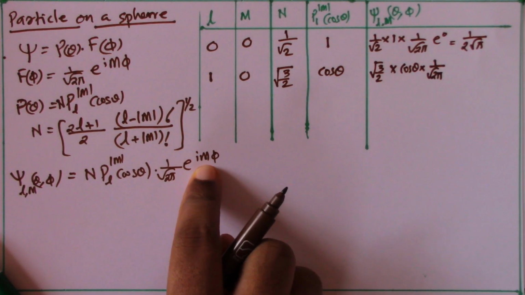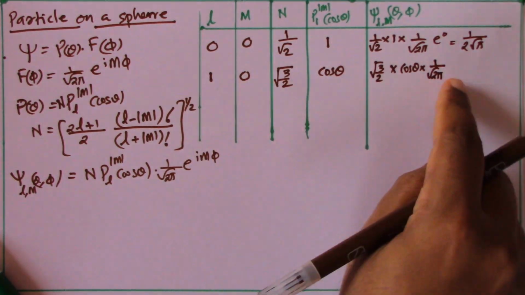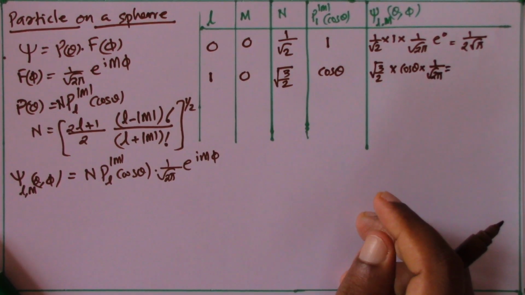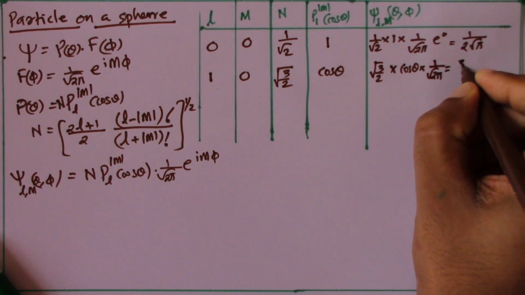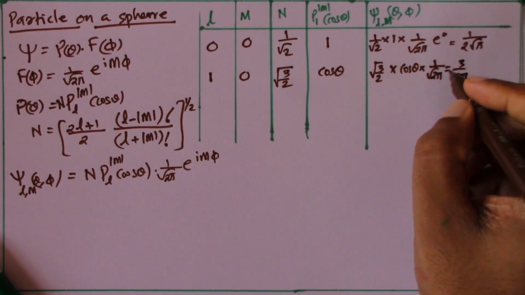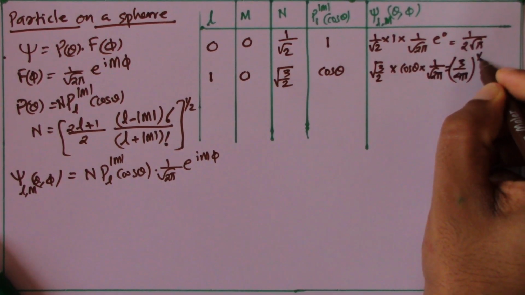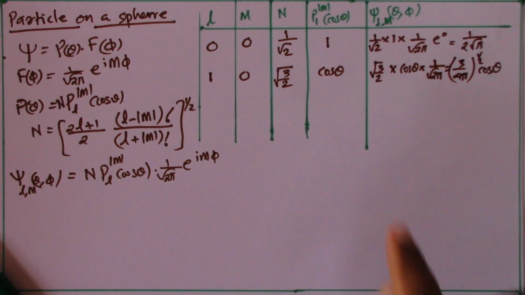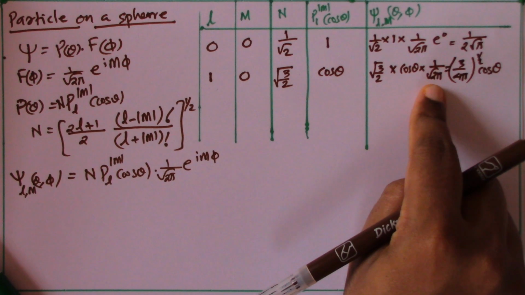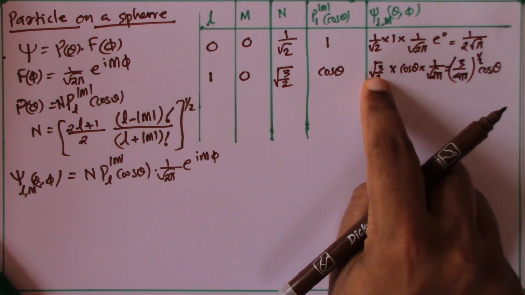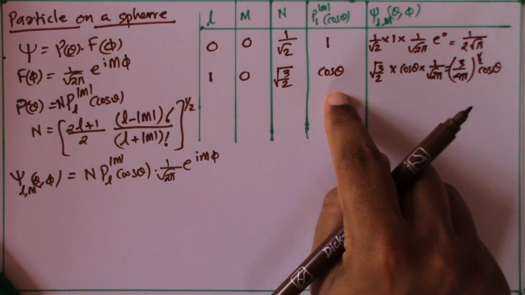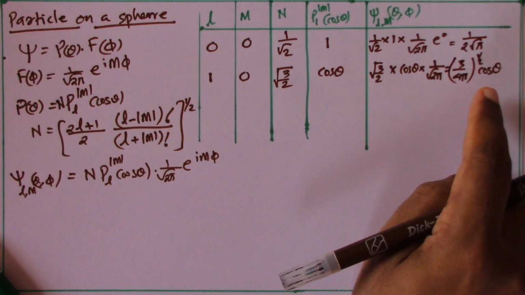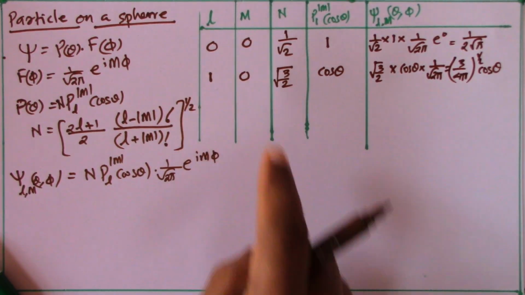E raised to i m phi in this case is e raised to 0, because m is equal to 0, that is equal to 1. Therefore the complete wave function in this case is 3 divided by 4 pi, raised to half, cos theta. See, this is root of 3 by 2, it is root of 1 by root pi, so that is 3 divided by 4 pi, 2 into 2 pi, that is 4 pi, 3 in the numerator. 3 by 4 pi raised to half cos theta. That is the complete wave function for L is equal to 1 and m is equal to 0.